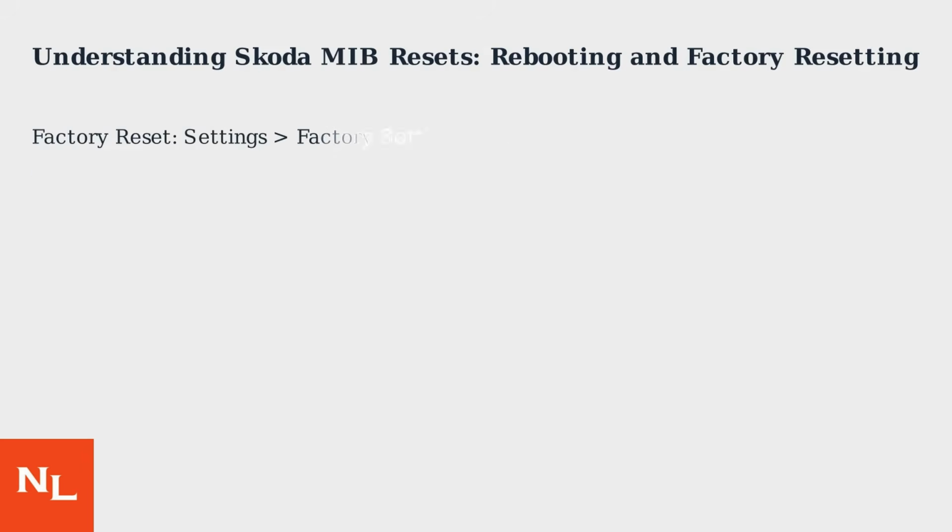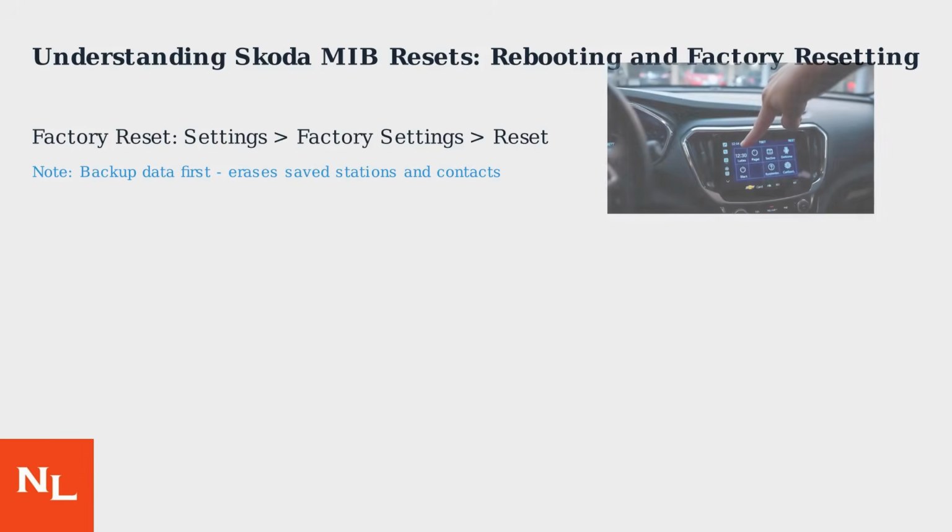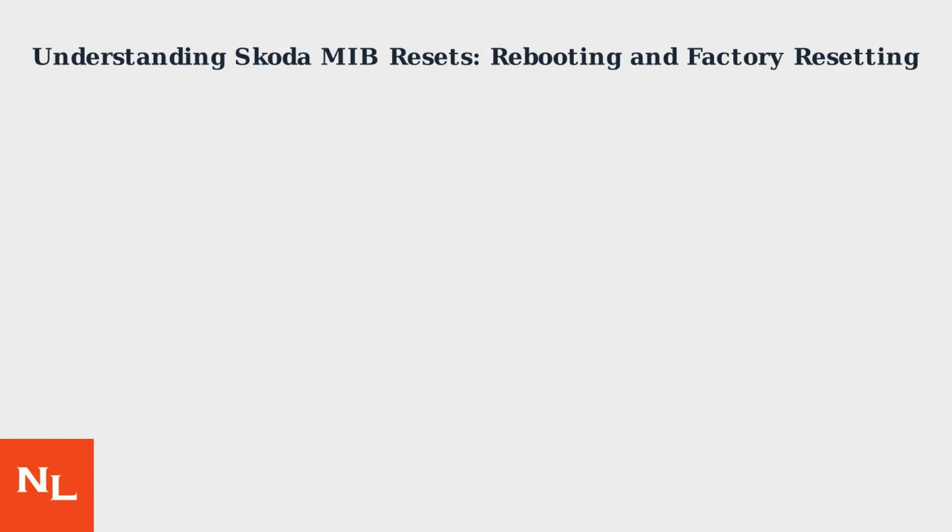If a soft reboot doesn't work, a factory reset may be necessary. Access this option through Settings, Factory Settings, Reset. Note that a factory reset will erase all user data, such as saved radio stations and contacts, so back up important information beforehand if possible. For newer MIB3 systems, you might need to enable developer mode via hidden menus to access the factory reset option.